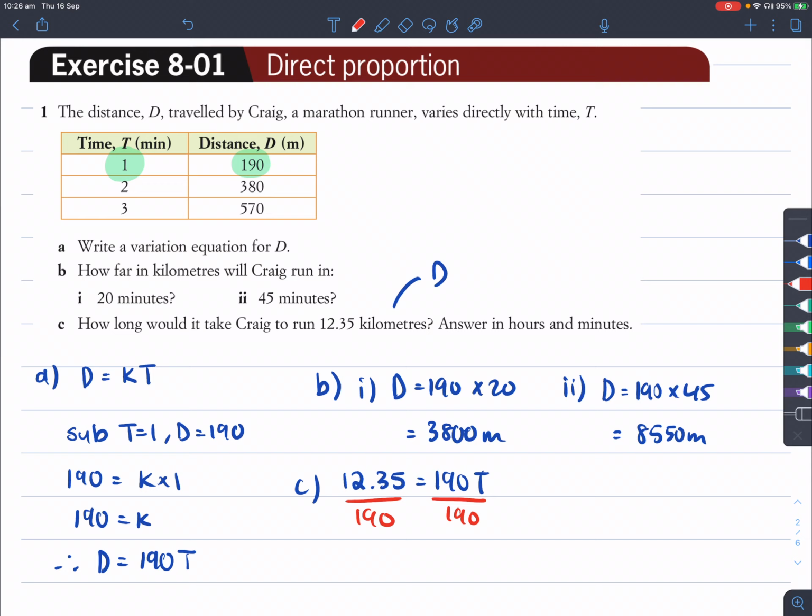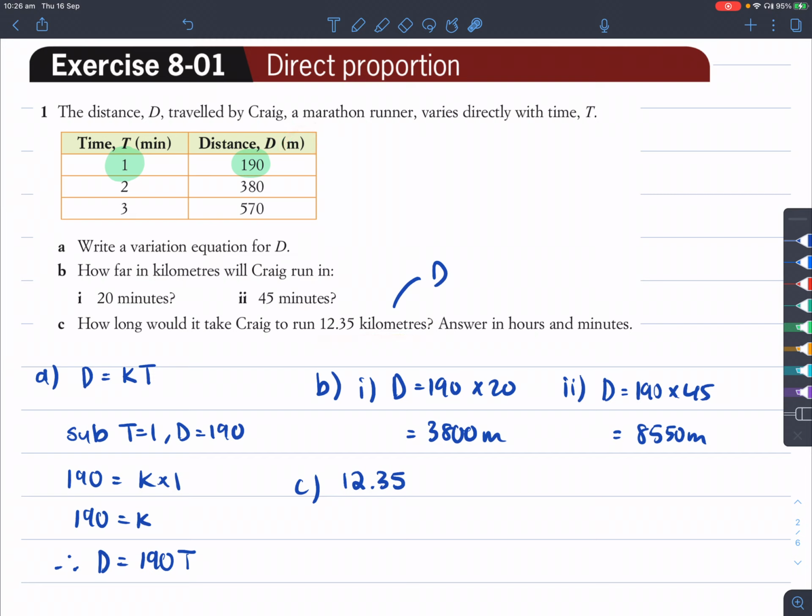Okay, let me just check this. Oh, you know what? I've done it wrong. It's actually not 12.35. It's something else. Because if we look carefully, I got tricked by this question. This is in kilometers, whereas this is in meters.